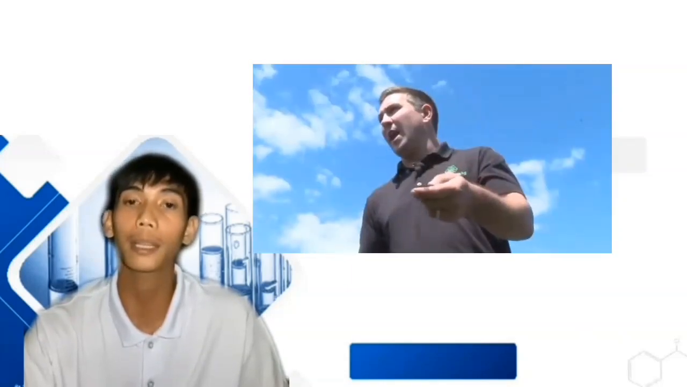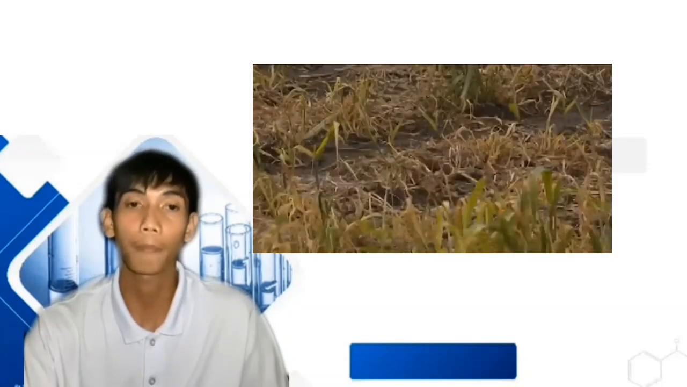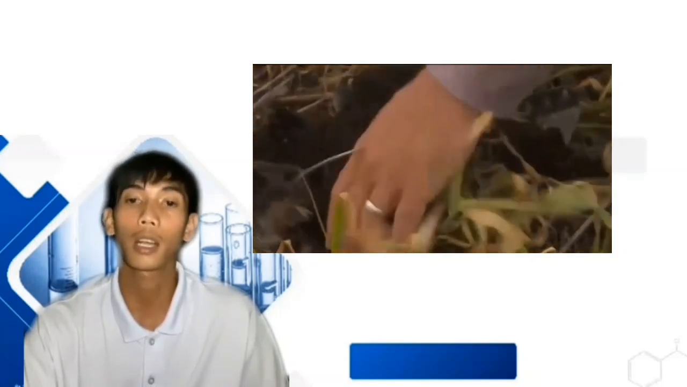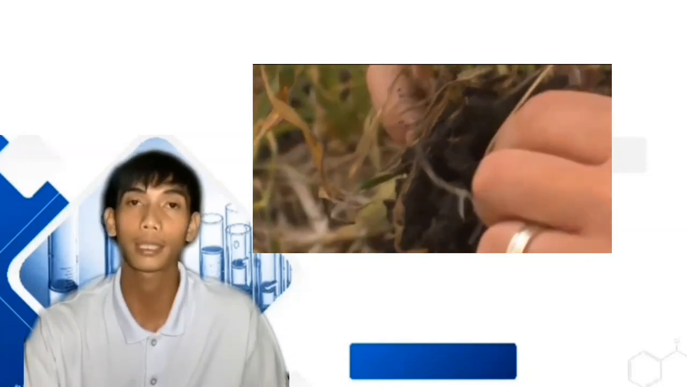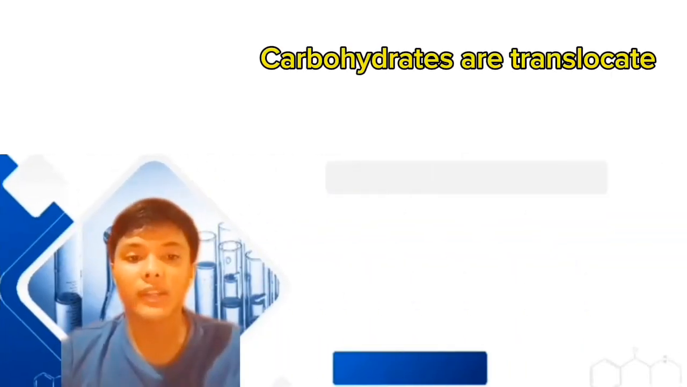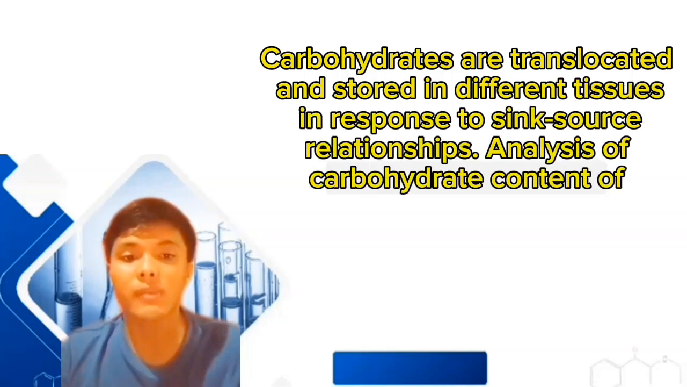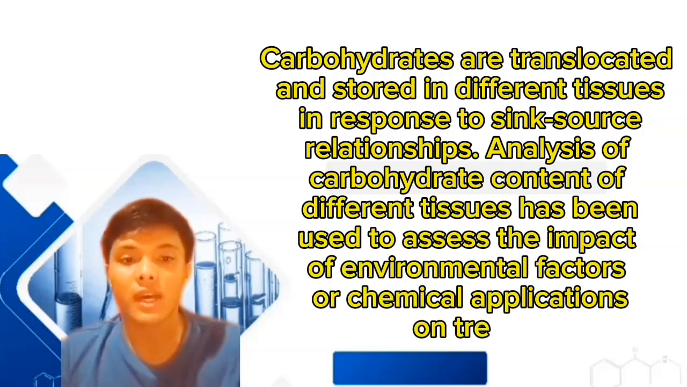Evaluating microbial activity after carbohydrate applications and nutrient analysis of soil and leaves will help determine and interpret the effect of continuous carbohydrate application on soil and tree nutritional levels. Carbohydrates are translocated and stored in different tissues in response to source-sink relationships. Relationship analysis of carbohydrate content of different tissues has been used to assess the impact of environmental factors or chemical application on trees.